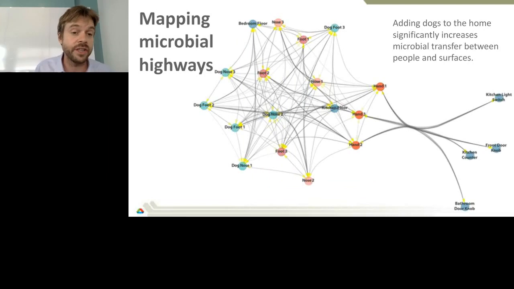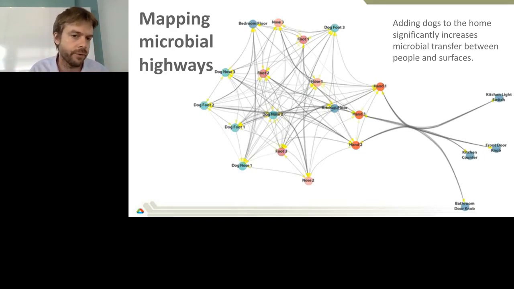When you add dogs into an environment, it significantly alters that microbial profile. This is a family with dogs, and you can see that the complexity of microbial interaction spaces and the breadth and width of those interactions is significantly increased, because dogs run around more inside the home and interact physically more with other people.